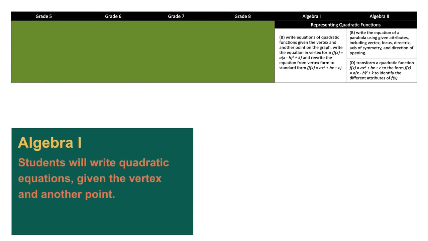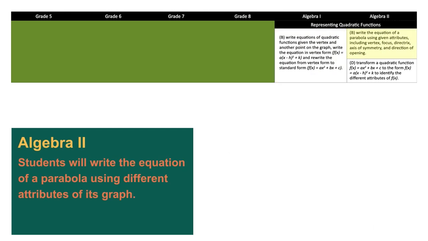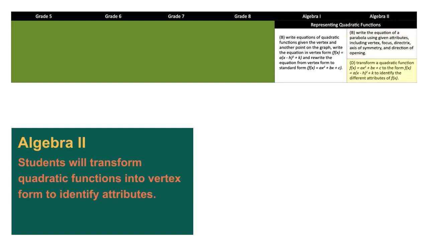In Algebra 1, students will write equations of quadratic functions in vertex form when given the vertex and another point on the graph. They will then write the function in standard form. Progressing into Algebra 2, students will learn to write the equation of a parabola using attributes such as its vertex, focus, directrix, axis of symmetry, and direction of opening. Additionally, in Algebra 2, students will transform a quadratic function in standard form into vertex form in order to identify different attributes of the function.